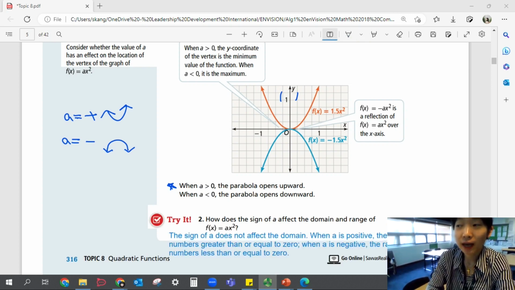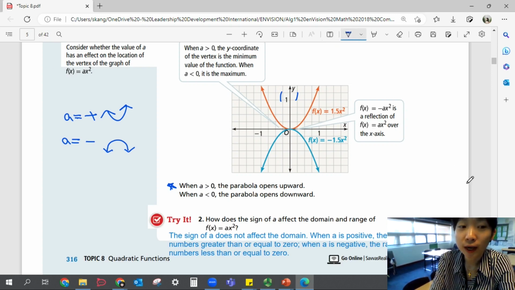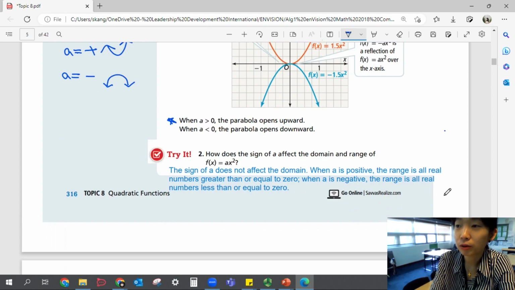So the sign of a does not affect the domain, but when a is positive, the range is all real numbers greater than or equal to 0. And when a is negative, the range is all real numbers less than or equal to 0. So it does change the range. Okay, make sure you write this down in your notes.